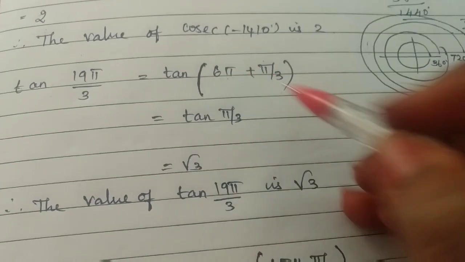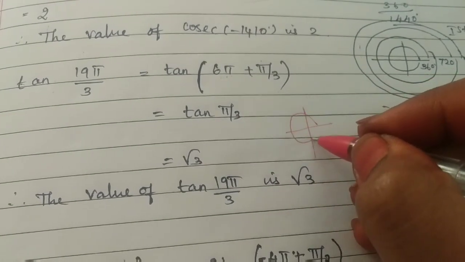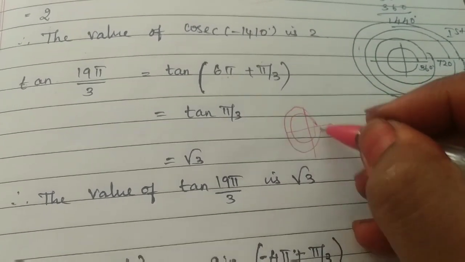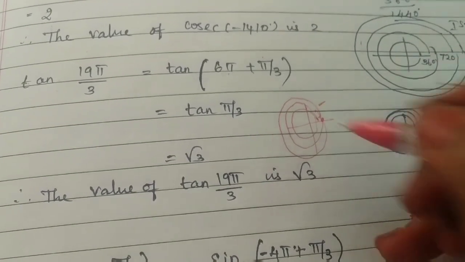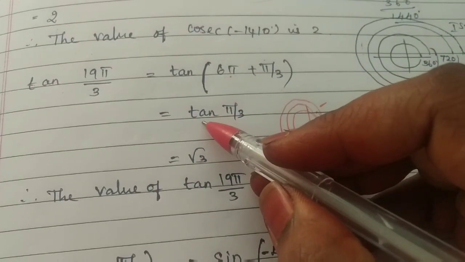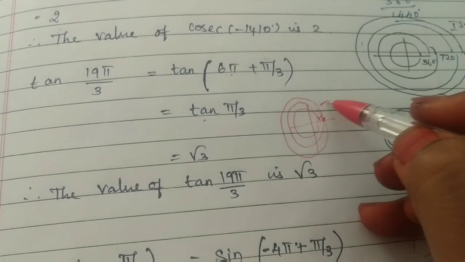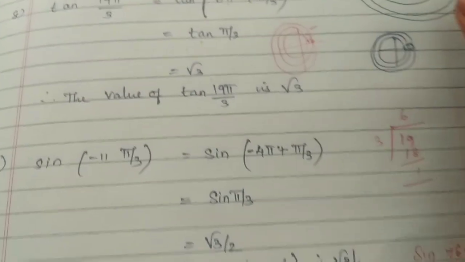Now as I told already, 6 pi is positive, therefore it is moving in anti-clockwise direction. 2 pi, 4 pi, 6 pi, plus pi by 3 is first quadrant. Therefore, if it is a multiple of pi, the trigonometric ratio will be the same. Since it lies in first quadrant, it is positive. Therefore, tan pi by 3 is nothing but root 3.